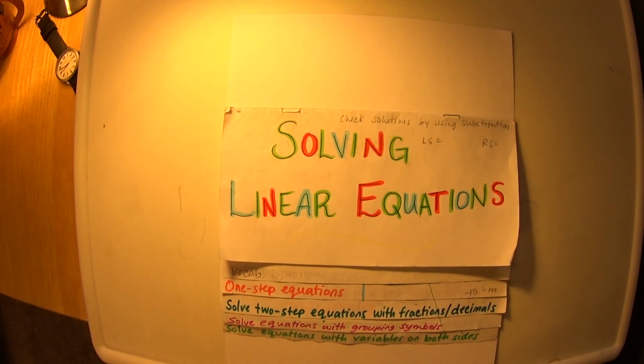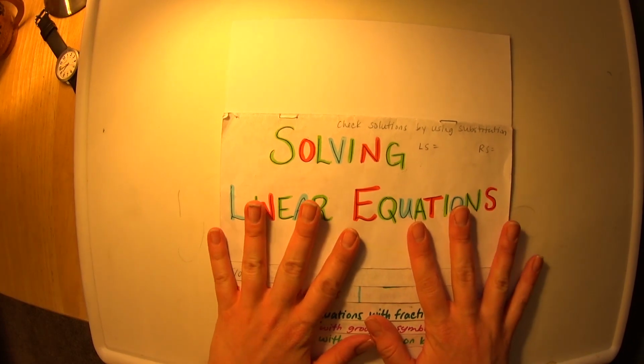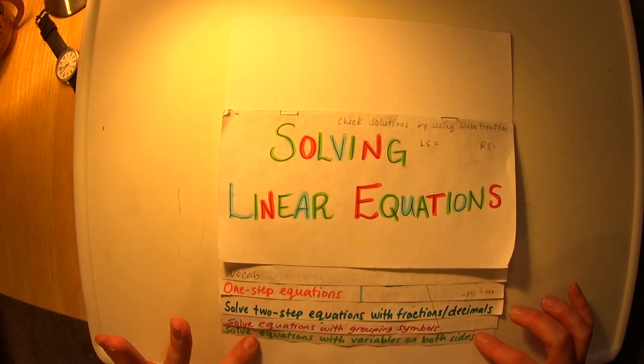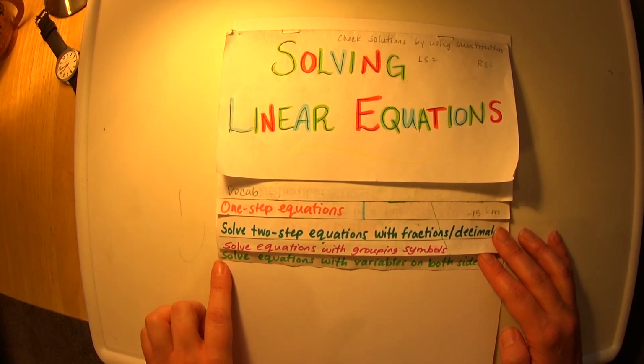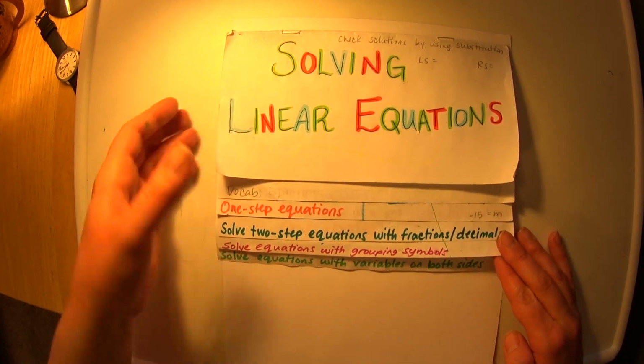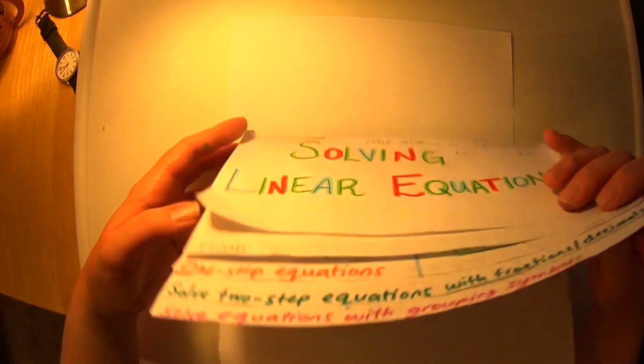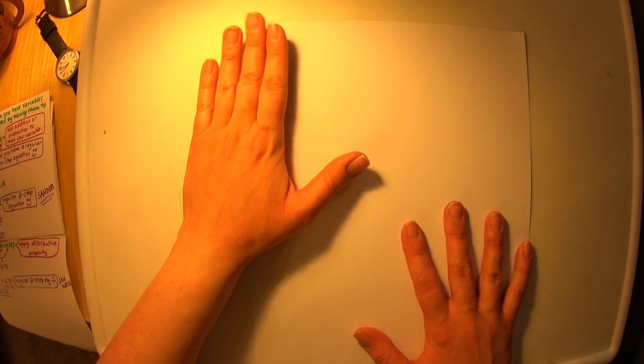In this video I'm going to be showing you how to solve an equation that has variables on both sides of the equal sign. So I'll get everyone to take out their Solving Linear Equations foldable and open it up to the very last section that's labeled Solve Equations with Variables on Both Sides. So you can open that up and then I'll get you to start writing at the very top. And here's what you're going to write.